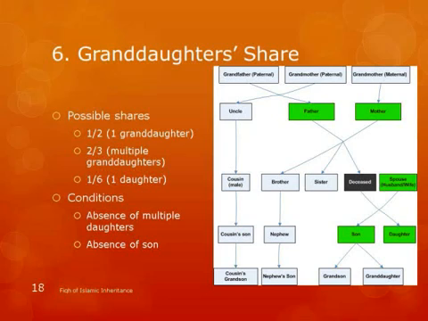So this condition you have to remember, that these fractions apply only in the absence of multiple daughters and absence of a son. I said before, son will block grandson and granddaughter because son is on the upper level here. If son is alive, there's no share for these people. And absence of multiple daughters. If we have two daughters, how much do they get? 2/3. So 2/3 is full now. Is there anything remaining for granddaughter? Nothing remaining, so she is out. So two daughters basically can block a granddaughter.